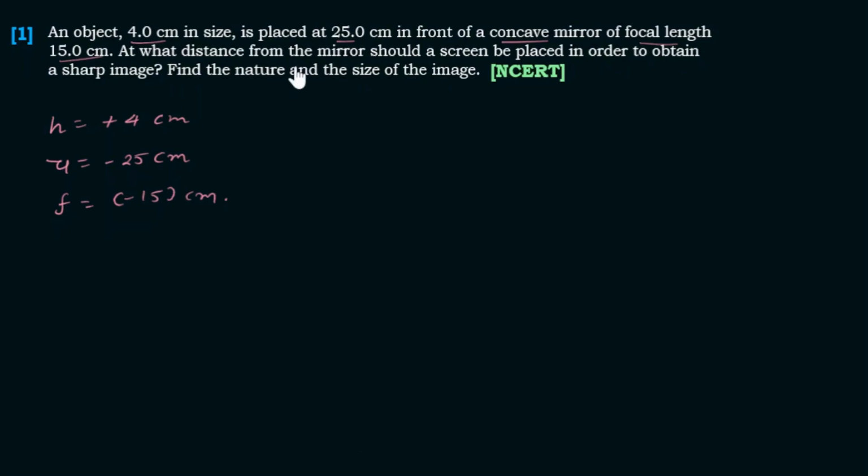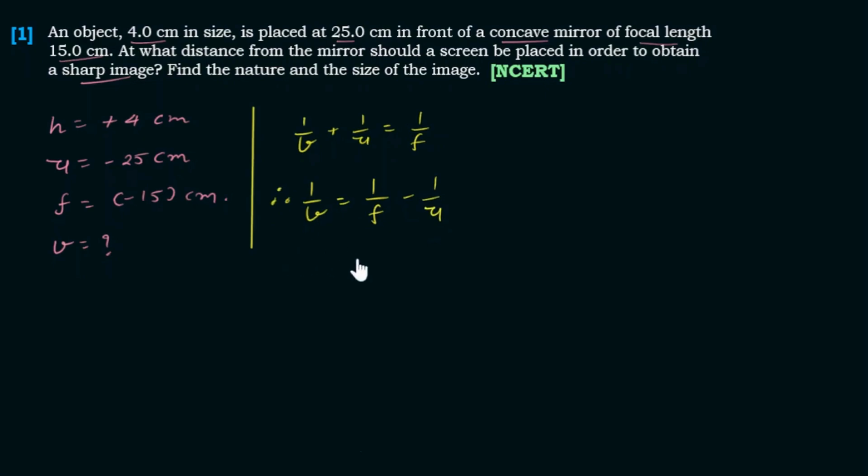Now let us read the question again. At what distance from the mirror should a screen be placed in order to obtain a sharp image? So ultimately we have to find the value of V and find the nature and the size of the image. So let us start with the numerical. Our mirror formula is 1 by V plus 1 by U equals to 1 by F. Here we have to find V, therefore we can write it as 1 by V equals to 1 by F minus 1 by U. So the value of F is minus 15 minus the value of U, which is given as minus 25, right?